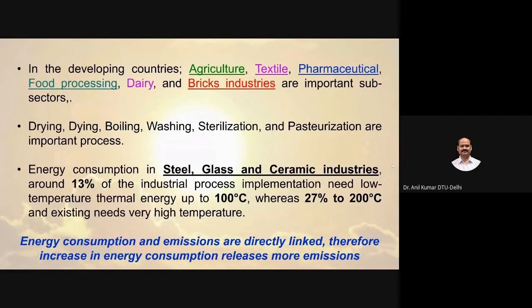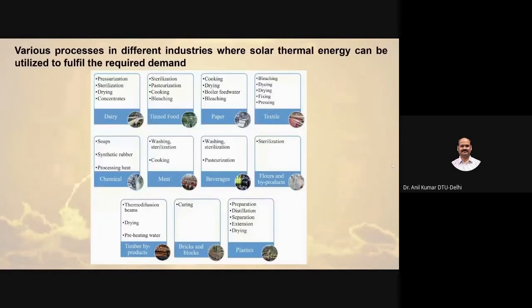Now, energy consumption and emissions: more and more energy consumption means more and more emissions. Solar energy can be applied for drying purposes and some other applications in the steel, glass, and ceramic industries also. As I already told you, pasteurization, sterilization, drying, and concentration take place in dairy, tinned food, paper, textile, chemical, meat, and beverage industries. Drying is a very common operation.